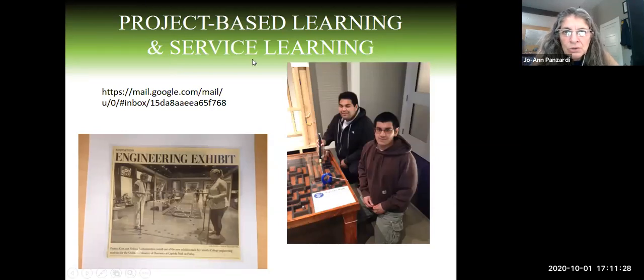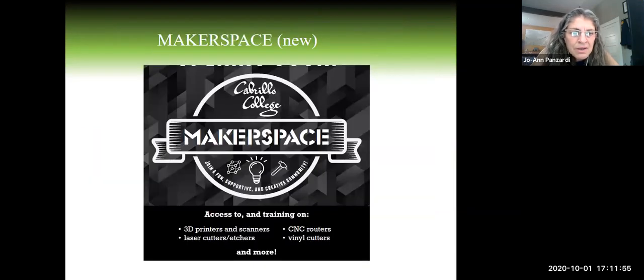Project-based learning means you learn while doing a project, and service learning means you're learning doing a project that's serving others. These were two projects that our engineering students did, where they designed engineering and science exhibits for the Children's Science Museum in the Capitola Mall. We also have an engineering abroad program where we go to Costa Rica and we design water systems and structural systems and ag systems. Okay, so again, if you want design, go to a school that has design.